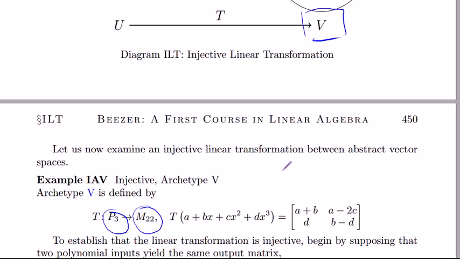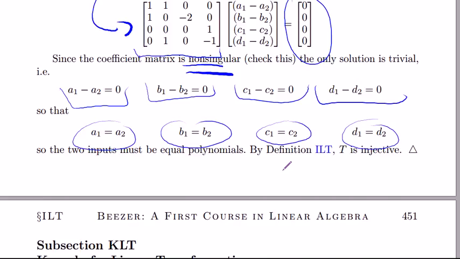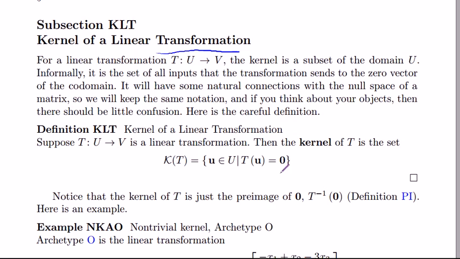So let's go back to this definition of kernel. The kernel of a linear transformation is the set of vectors in the domain U that are mapped to 0 under the linear transformation. And here's this comment that the kernel of T is just the preimage of 0, T inverse of 0. T inverse of 0 means all the vectors that are mapped to 0.